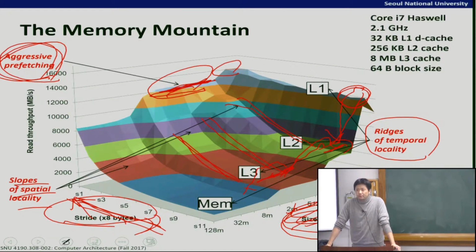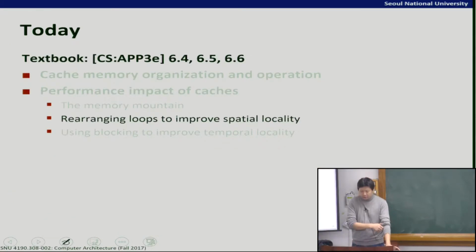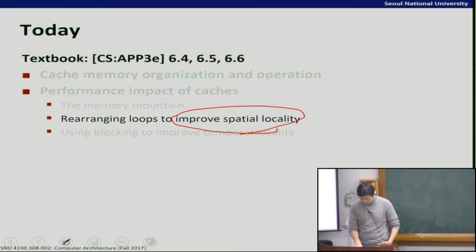Any other questions? Okay. So the next two things are about how we can optimize a program, in this case, a loop. We can take a look at nested loops, and how we can optimize the performance of a loop, exploiting spatial and temporal locality. The first technique is about how we can improve the spatial locality of your program. Let's take a look at what we can do for that.